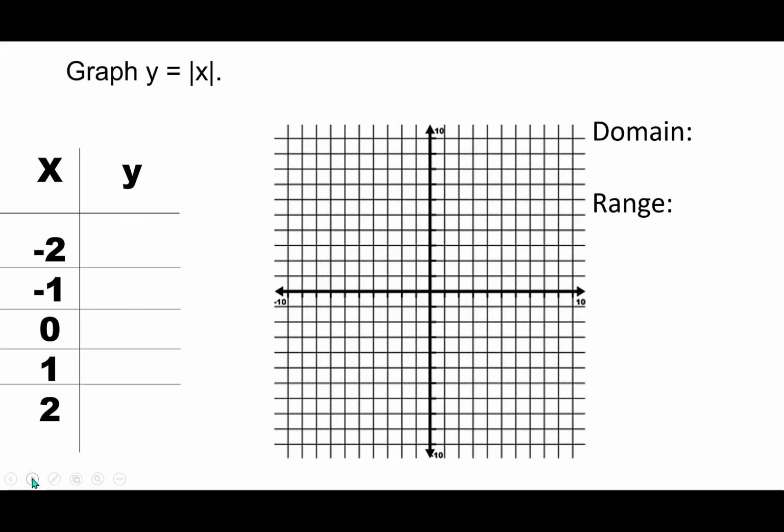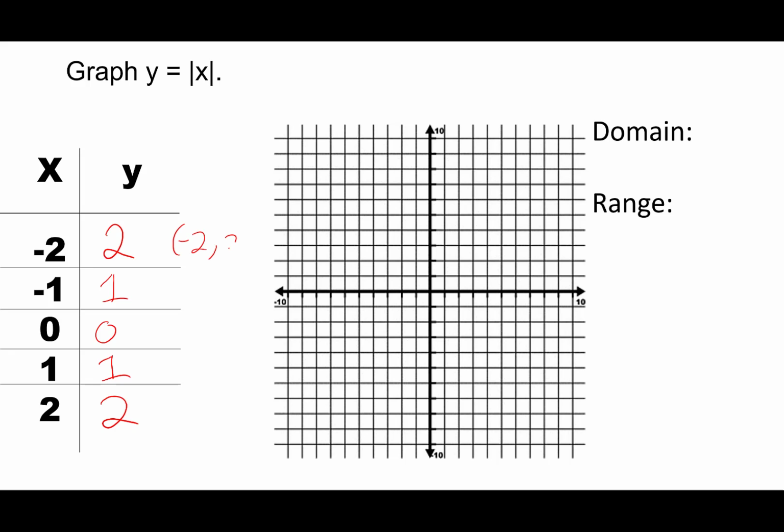All right, so we're going to look at graphing a basic, what we call the parent function of an absolute value, which is y is equal to the absolute value of x, right here. I've picked out 5 different x values that we're going to plug in and solve. The absolute value of -2 is 2. Absolute value of -1 is 1. Absolute value of 0 is 0. Absolute value of 1 is 1. And absolute value of 2 is 2.